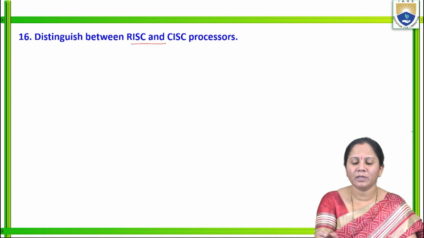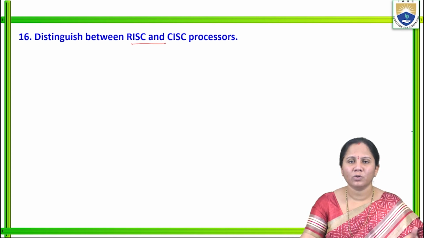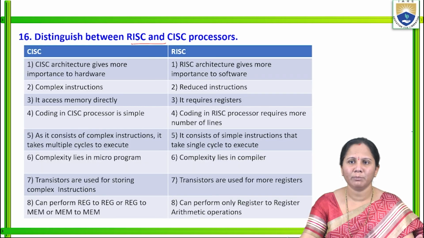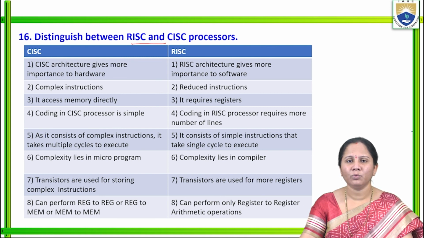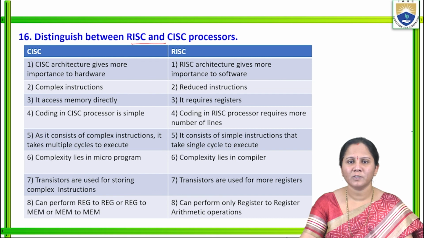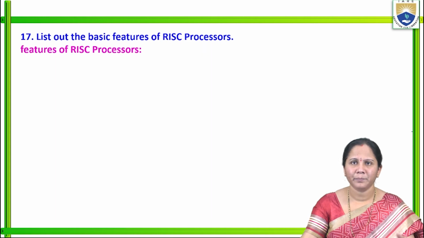And distinguish between RISC and CISC processors. So RISC stands for Reduced Instruction Set Computer and CISC stands for Complex Instruction Set Computer. So we have to write the differences between these two regarding the instruction set, how they will be executed, how many clock cycles are required, which processor is slow, and which instructions will occupy more space. So all these aspects should be compared between RISC and CISC.